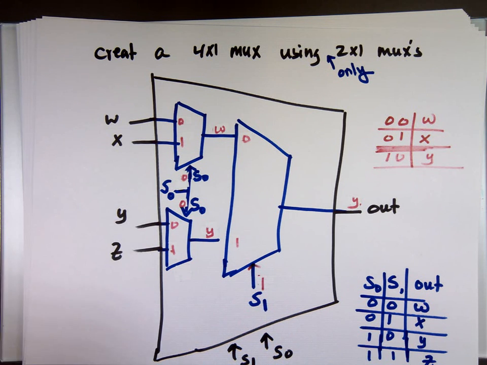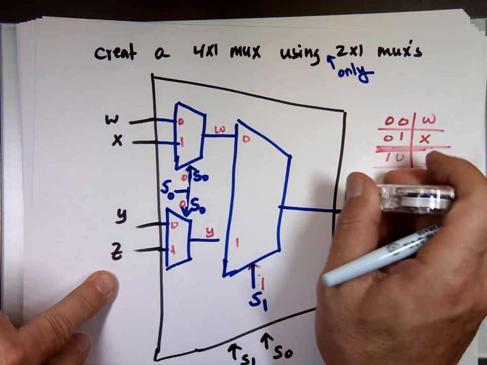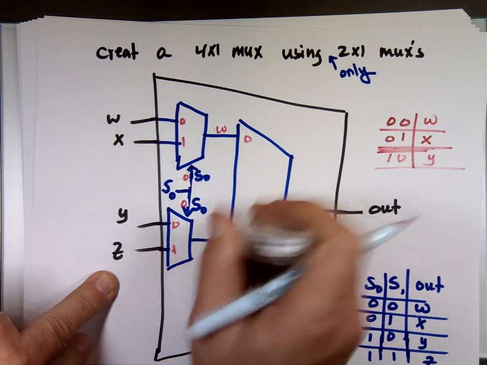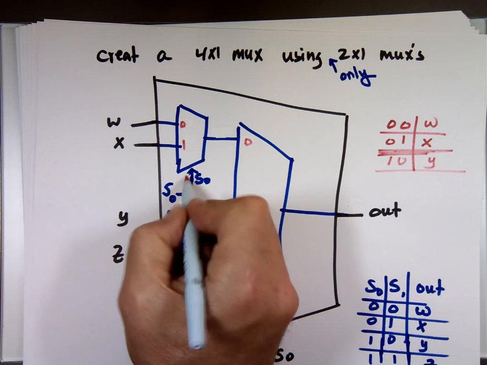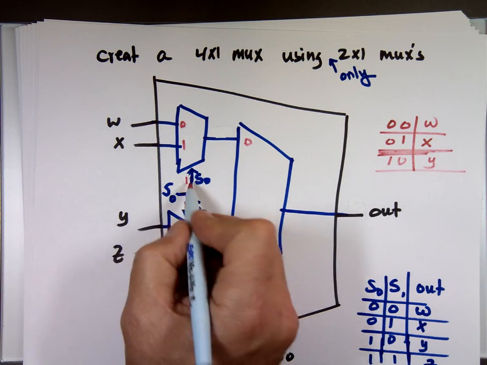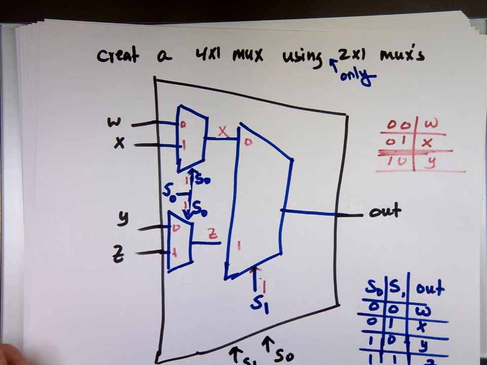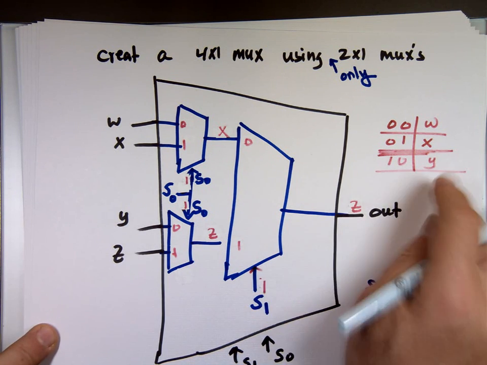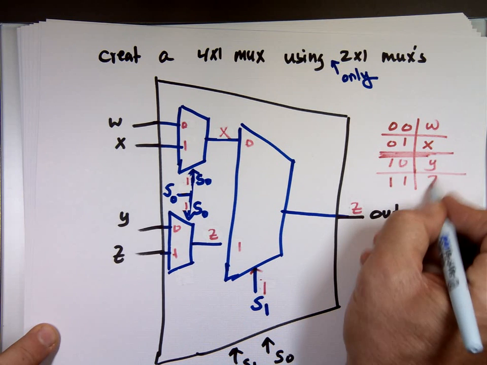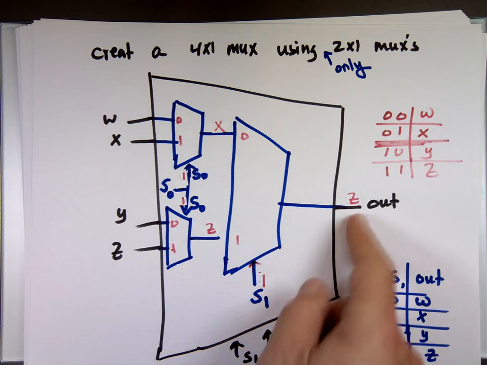And the last one, if it's 1, 1. When it's 1, this should be X. When it's 1, this should be Z. When this is 1, it says your output is whatever attached to pin number 1, which is Z. So 1, 1 should give me a Z. And that's exactly what we have. So we design a 4x1 using only 2x1.